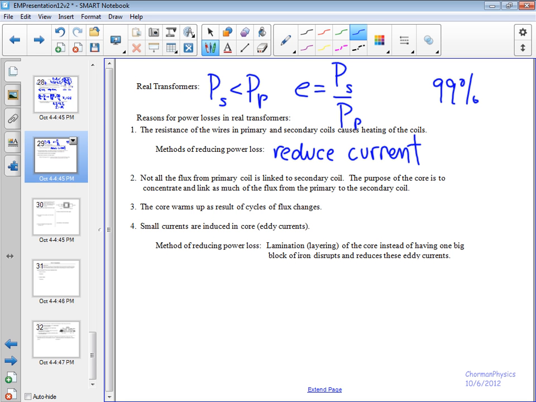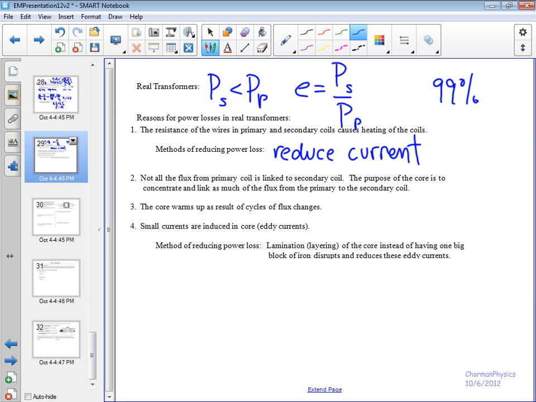Also, there are small currents that are induced in the core, these eddy currents, all right? When you have a magnetic field going through a large conductor like an iron core, you're going to induce little currents in there. Now, we haven't talked about eddy currents. We are going to talk about them when we do some review. But they're just little circular currents within the metal. Those little circular currents end up heating up the iron core.